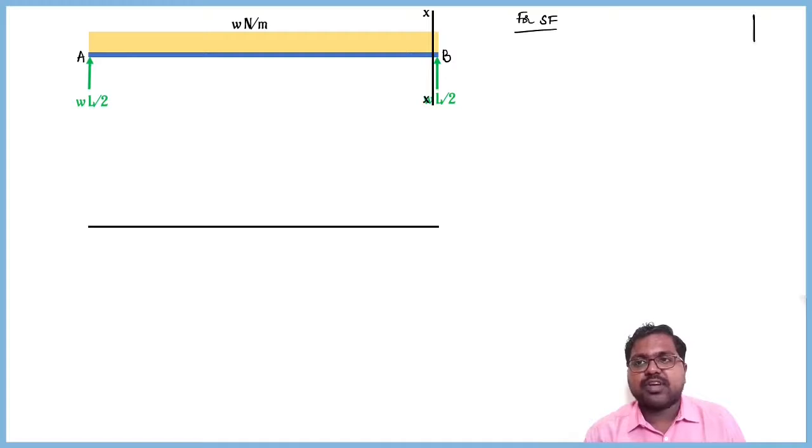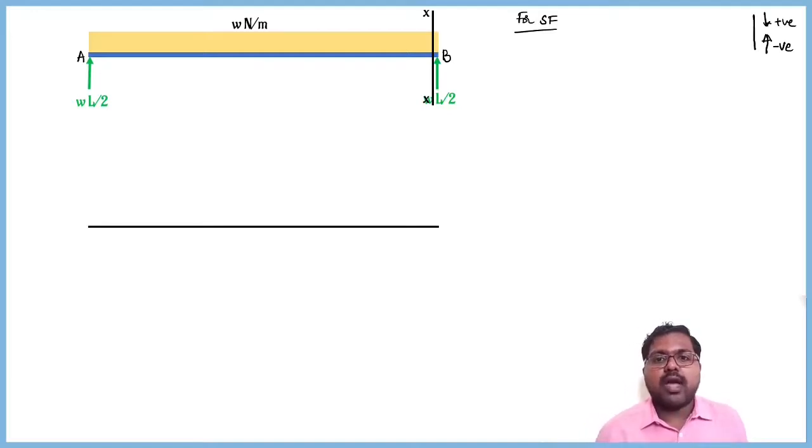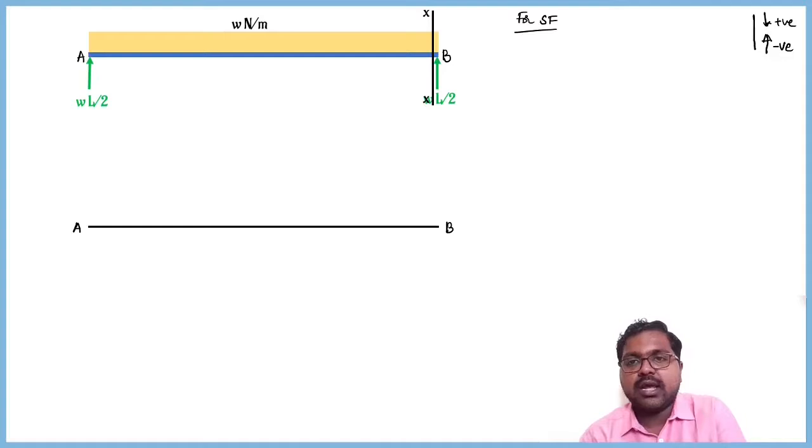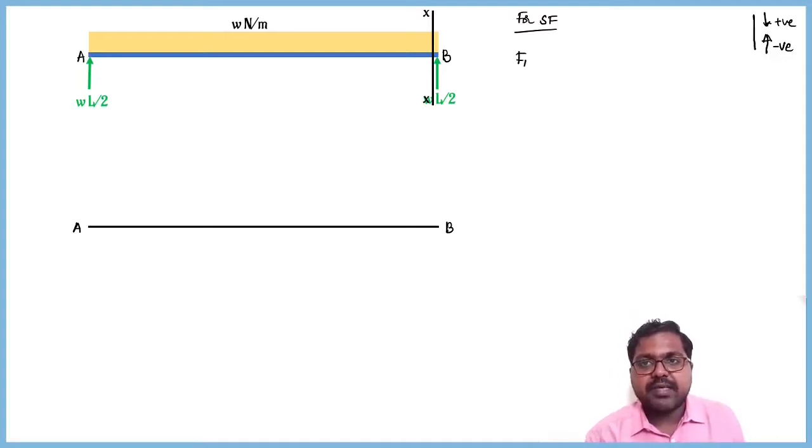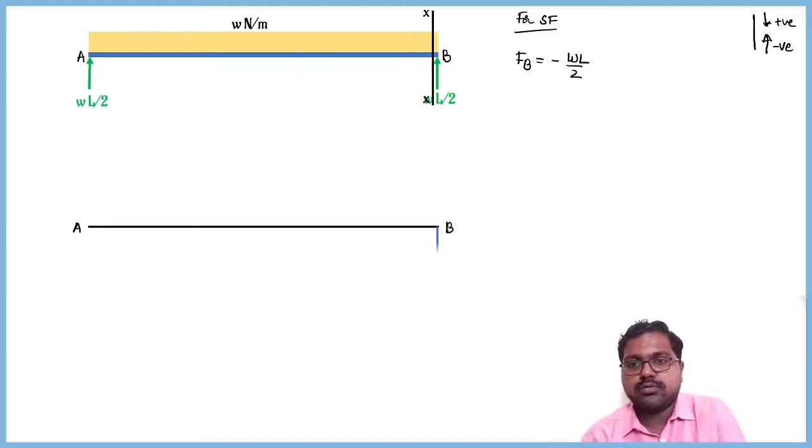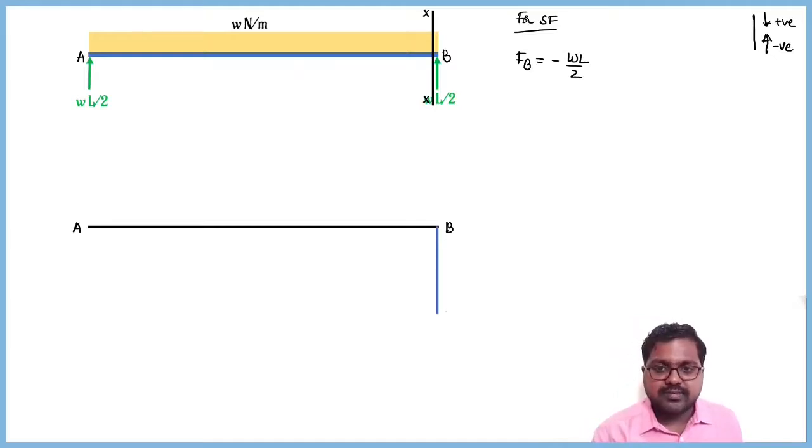From shear force conventions, we can take upward force as negative and downward force as positive. So on the baseline, WL by 2 is acting in the negative direction at P. So FB, the shear force at P, will be equal to minus WL by 2. So I can draw it like this, that is WL by 2.